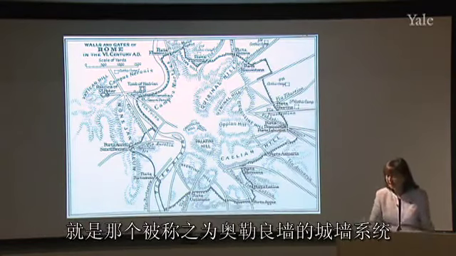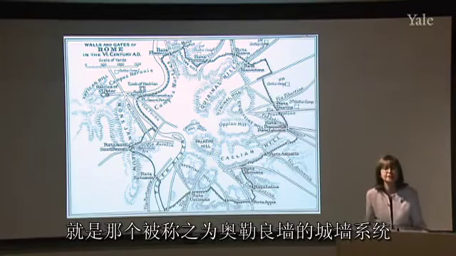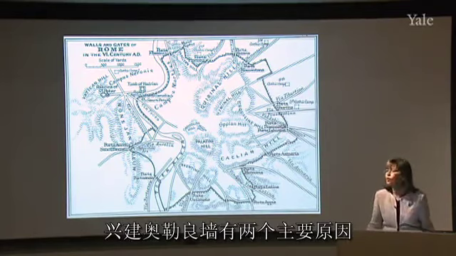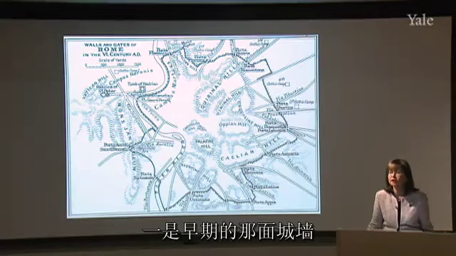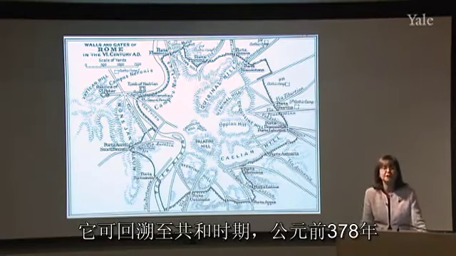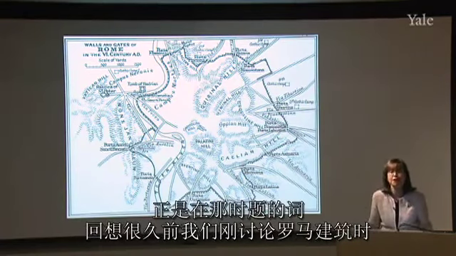So again, I want to begin with the only significant architectural project in the 3rd century AD in Rome, and that is this great defensive wall system called the Aurelian walls. The Aurelian walls were built for 2 main reasons. One, because the earlier walls, the so-called Servian walls, which we studied at the very beginning of the semester, which date to the Republic, 378 BC is when they were dedicated.